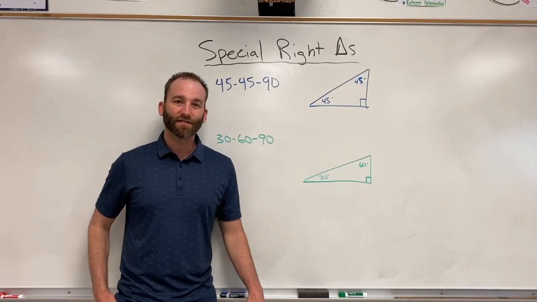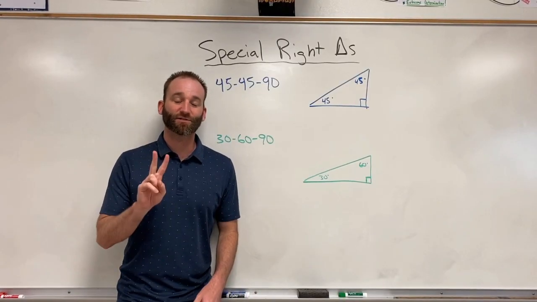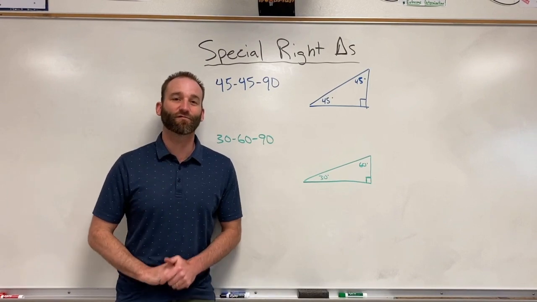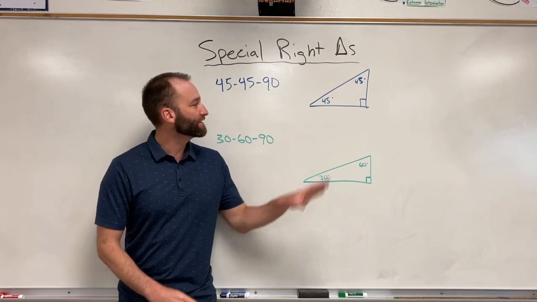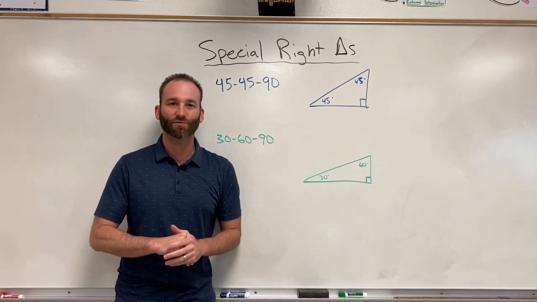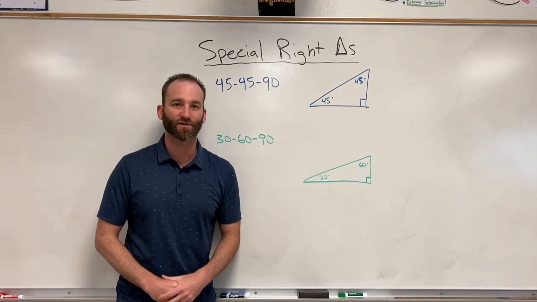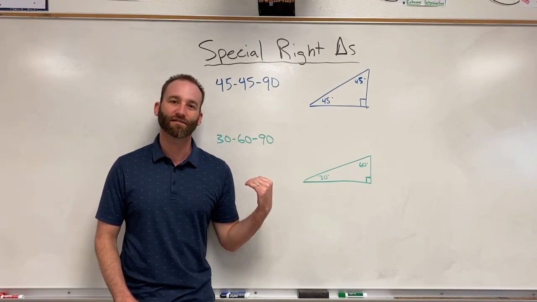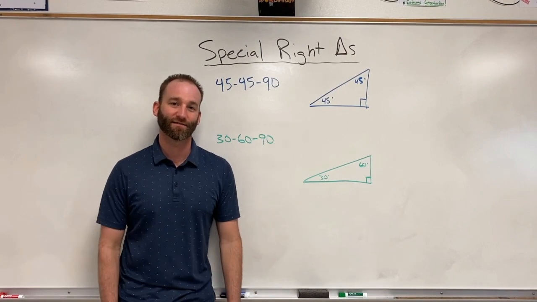Second part of our assignment is dealing with special right triangles. There's two of them that we want to get down. The first one's a 45, 45, 90. You can see it's pretty balanced and even. Those numbers represent the angles inside the triangle. We also have a 30, 60, 90. Not quite as balanced. Let's check them out.